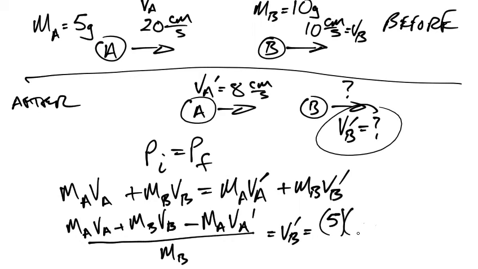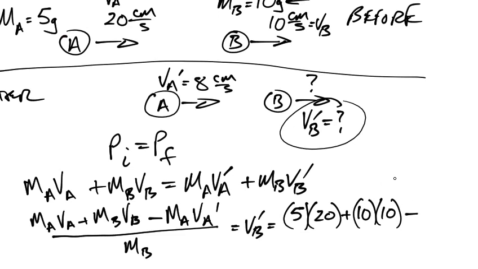So 5 times VA, which is 20, plus 10 times 10. Okay, so there's the 10 here and the 10 here. And then minus MA, which is 5 times the final velocity, which is 8, all over MB, which is 10.